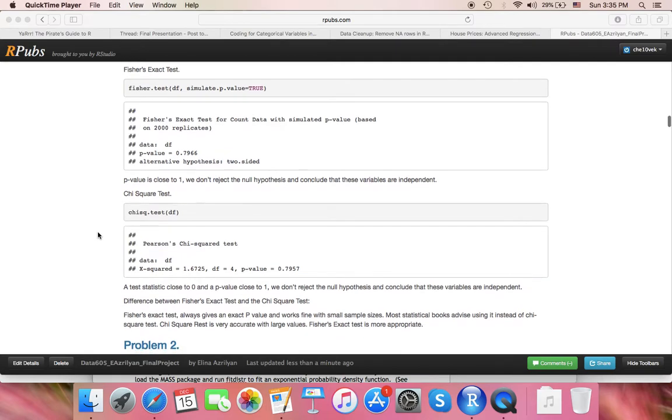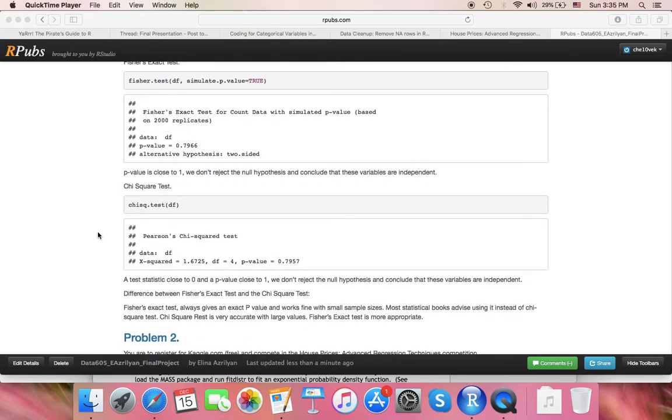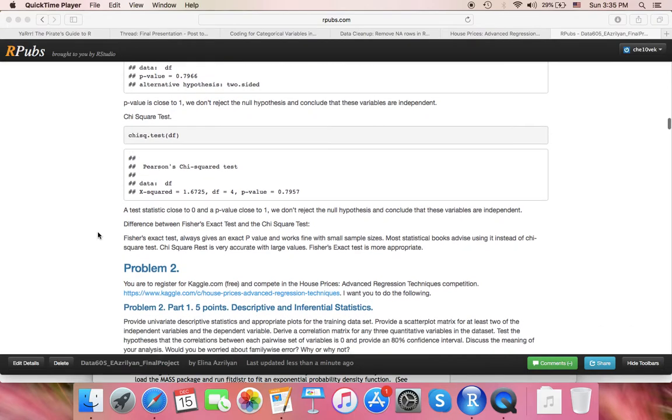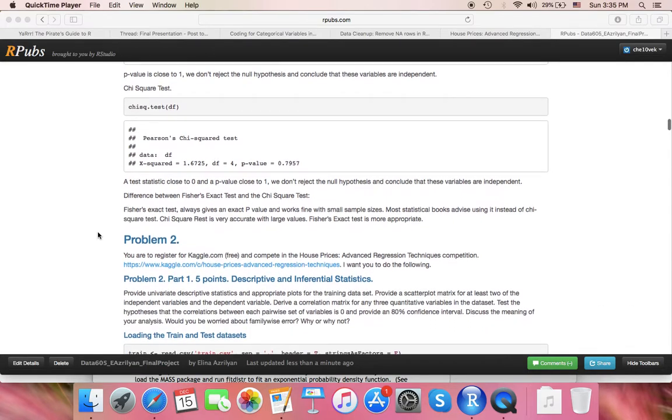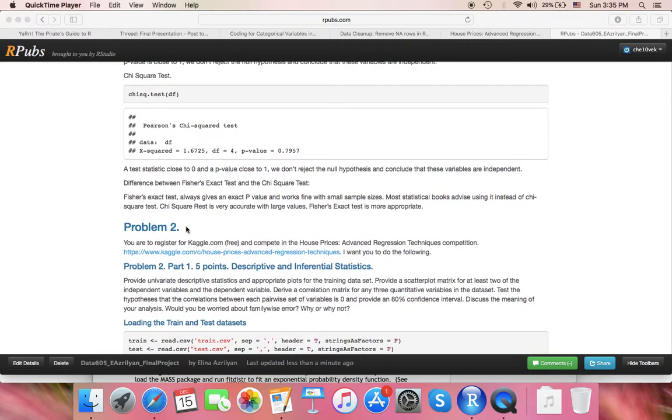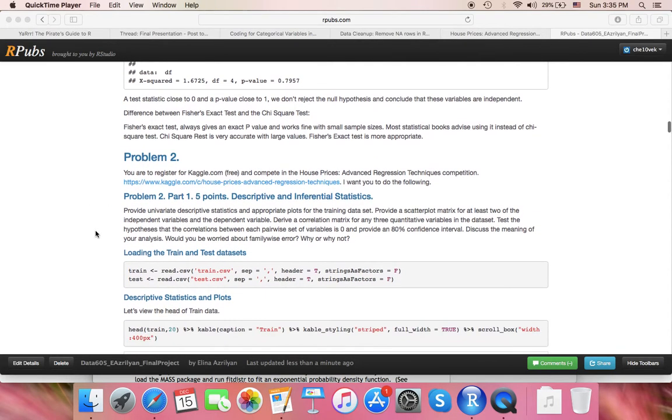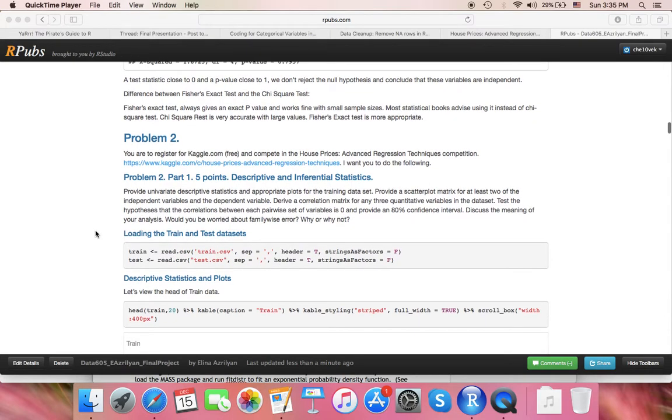According to the Fisher test, the independence was confirmed, and same with the chi-square test. And Fisher's exact test is more appropriate for this due to the size of our data, number of values.